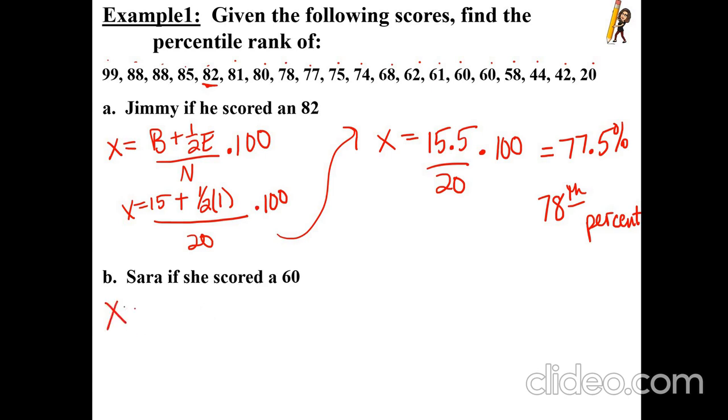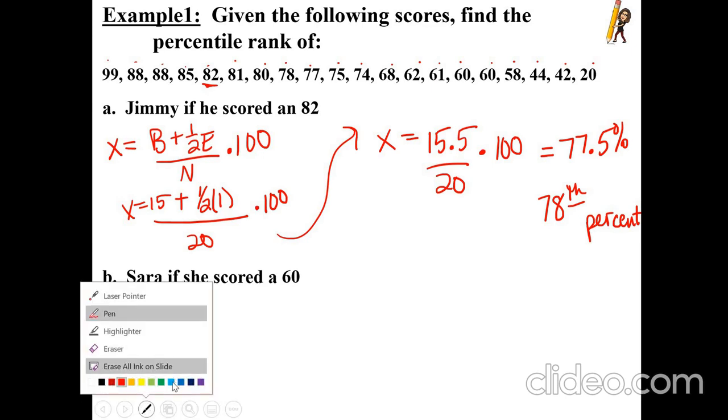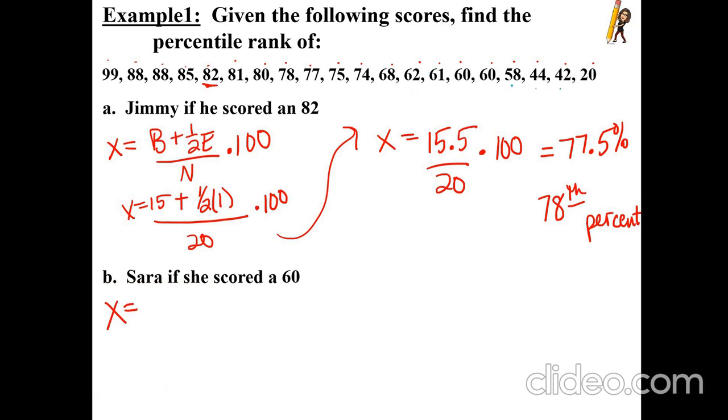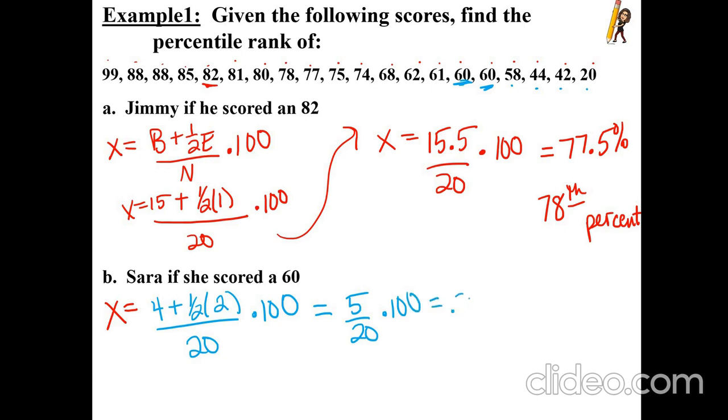So this time, Sarah, we're going to look at her score of a 60. What is her percentile ranking? So how many data values fell below a 60? It looks like 1, 2, 3, 4. Plus 1/2 times however many data values were 60 in our data set. That looks like 2 of them. All divided by our 20 total data values in the data set. So 4 plus 1/2 times 2. 1/2 times 2 is just 1. So then 4 plus 1 would be 5, divided by 20, all times 100. 5 divided by 20 is 0.25, times 100 will get us to the 25th percentile.